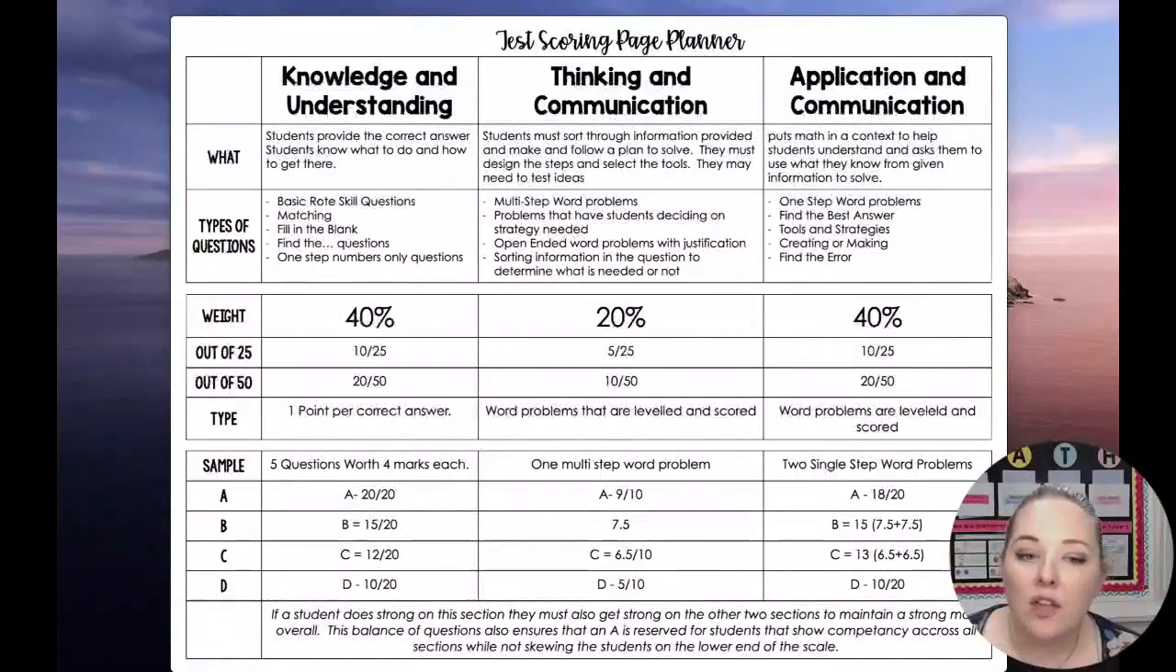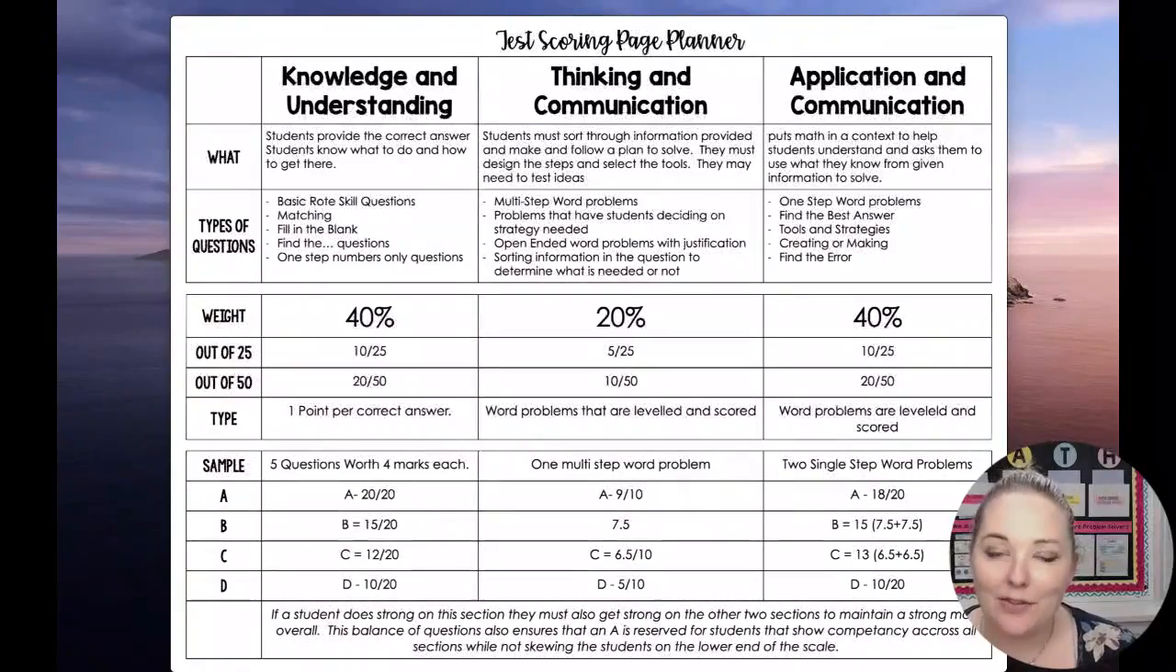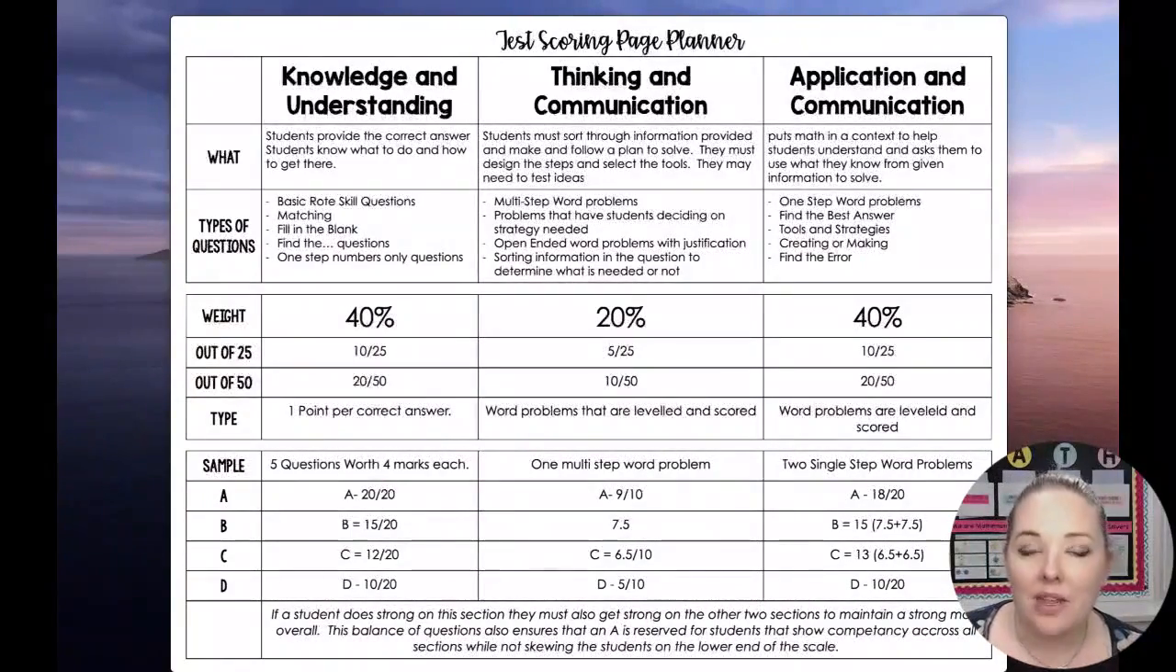If the student is strong on this section, they must also get strong on the other sections to maintain a strong mark overall. That's the key here, is that you don't want an overemphasis on one category to skew the results of the other 2 categories. So while you may have 20 questions, that's going to be about 40% of your mark. So out of 20. So if I did it out of 50, they would get 20 out of 20 on that portion of the test. They would most likely be getting an A. If they got 15 out of 20, so 15 out of the 20 marks out of the test, that's total of 50, they would get a B. So it's not going to overly skew students' results.